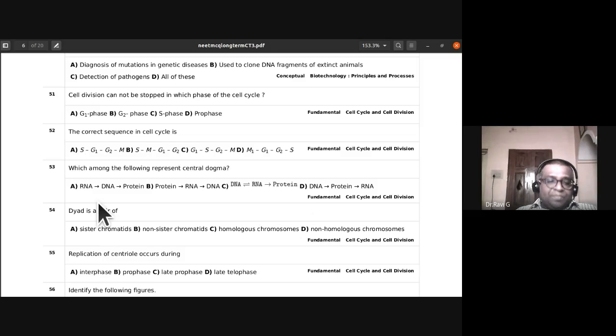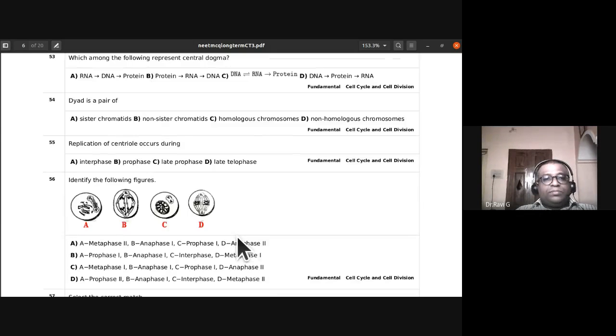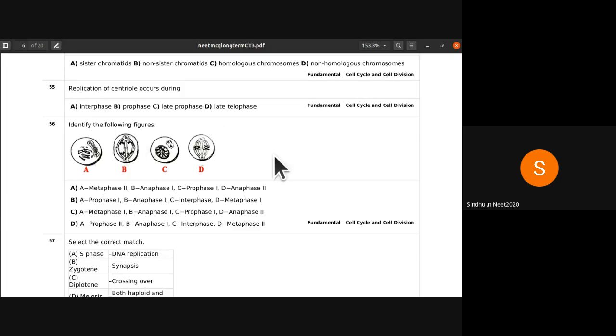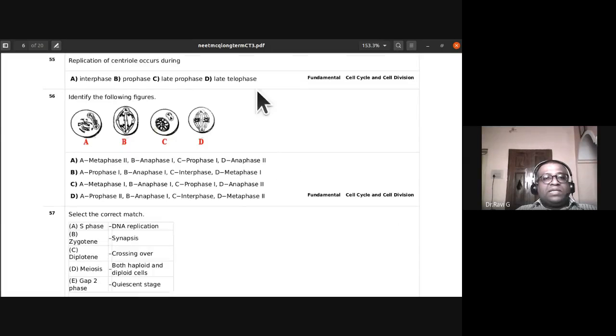Dyad is a pair of what? Sister chromatids. What answer have they given in the key? So dyad is a pair of sister chromatids. What have they given in the answer key? Option A, sir. Sister chromatids, right? So replication of centriole occurs during which phase? Interphase. Very good. Replication occurs in interphase.